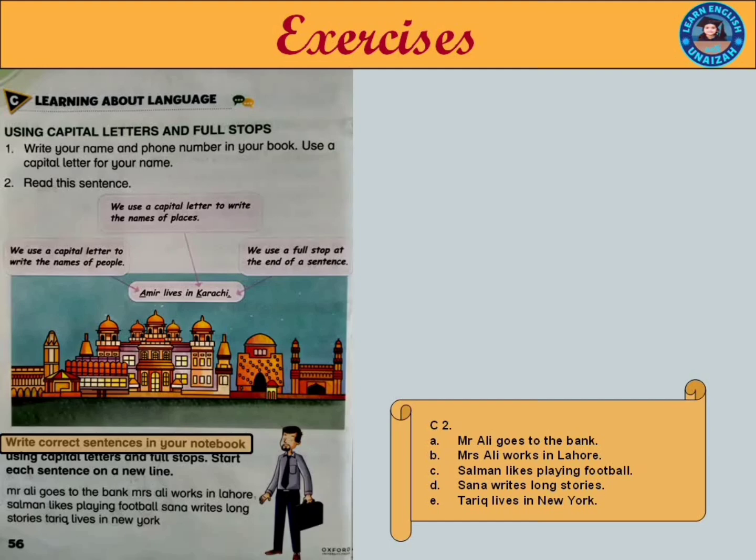Write correct sentences in your notebook using capital letters and full stops. Start each sentence on a new line. Mr. Ali goes to the bank. Mrs. Ali works in Lahore. Salman likes playing football. Sana writes long stories. Tariq lives in New York.